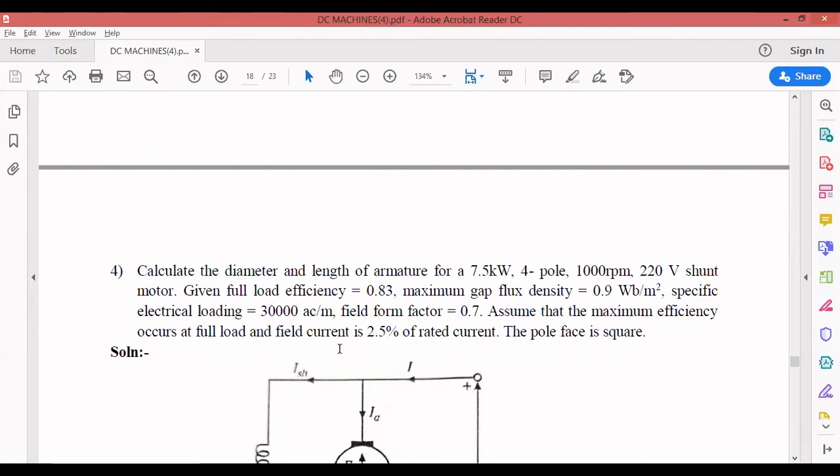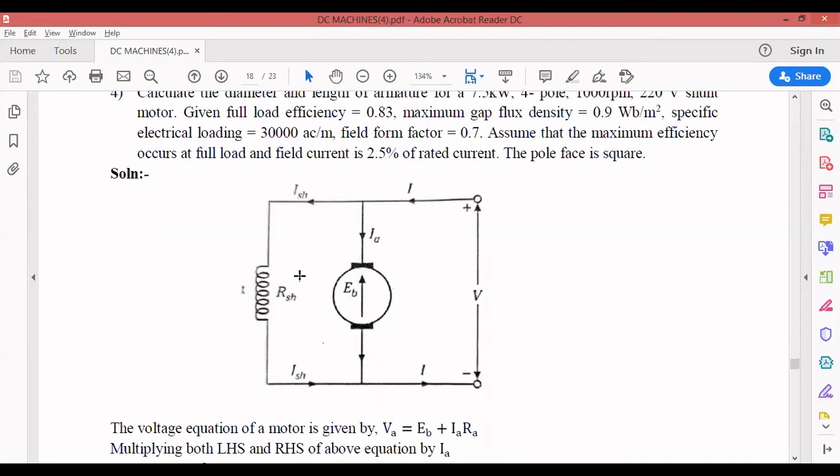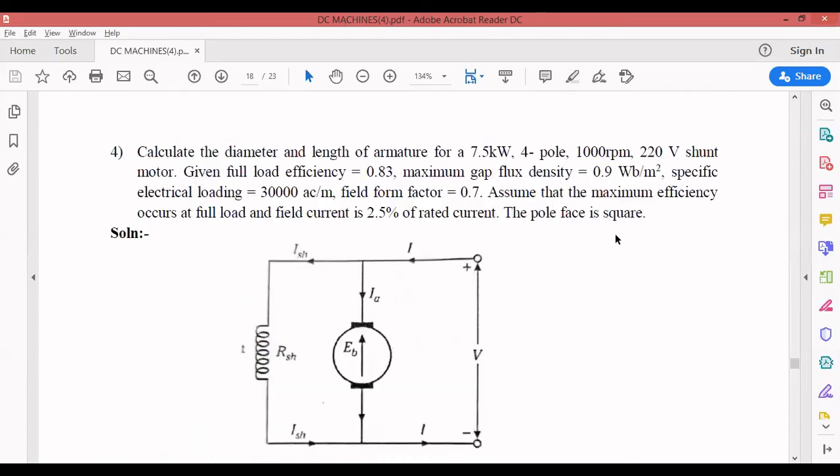And here, what is given? They have given the field current as 2.5% of the rated current, meaning this field current, whatever the Ish is, is about 2.5% of the rated current. And regarding armature loss, regarding Ia, they have not given this loss. Okay, let us see.